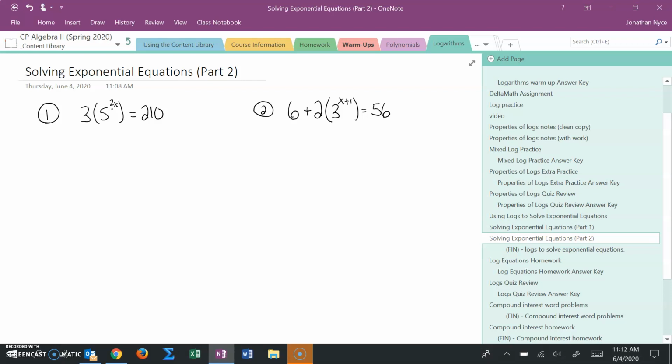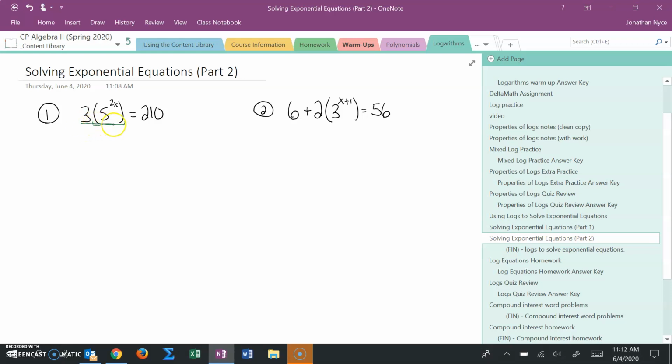The first step when solving an exponential equation is to get the exponential part of the equation all by itself. So in this first example, you want to get this 5 to the 2x all by itself before we use logarithms. Same thing in example 2, we want to get the 3 to the x plus 1 part all by itself before we actually use logarithms.